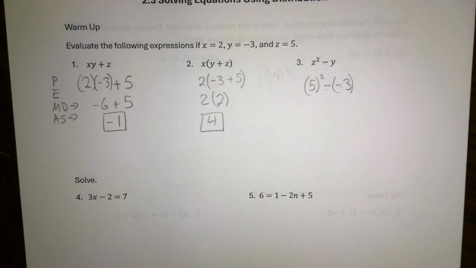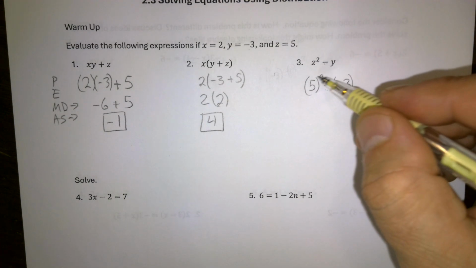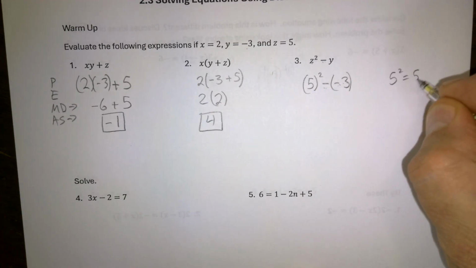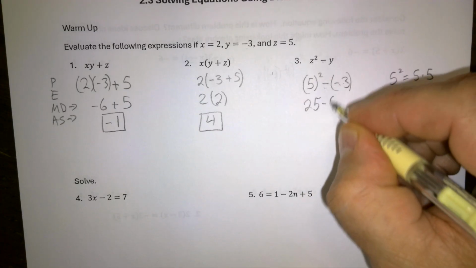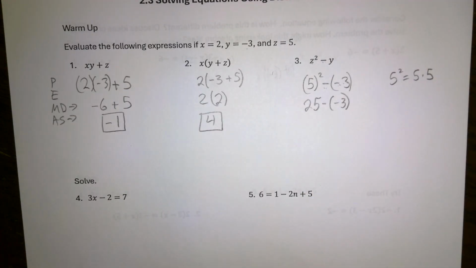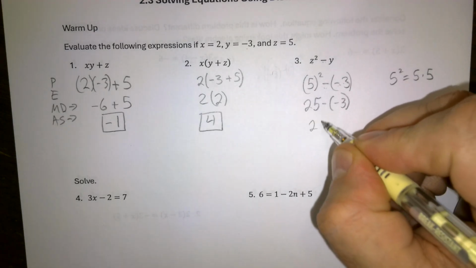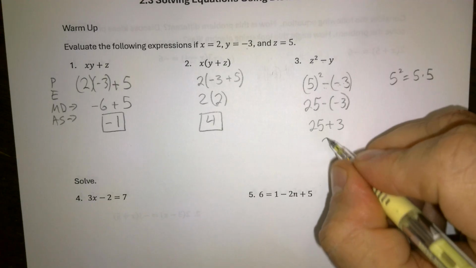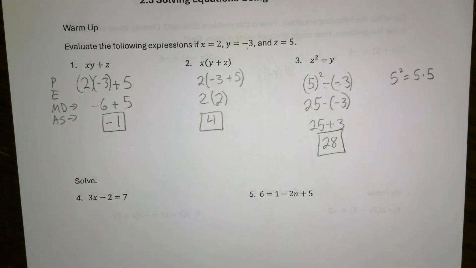All right, so what do we do first? Parentheses, well, there's nothing to do here or here. Exponent, there is an exponent. 5 squared is 5 times 5. So that'll be 25 minus -3. For our next step, I'm noticing that there is a double negative there. We're going to have to resolve that. So a double negative is a positive. So it becomes 25 plus 3, which is 28. All right, so those are our evaluating expressions problems.